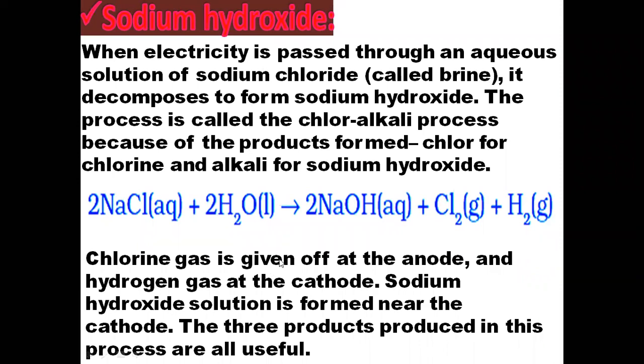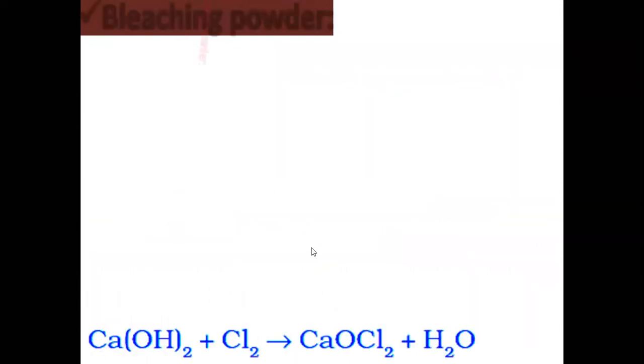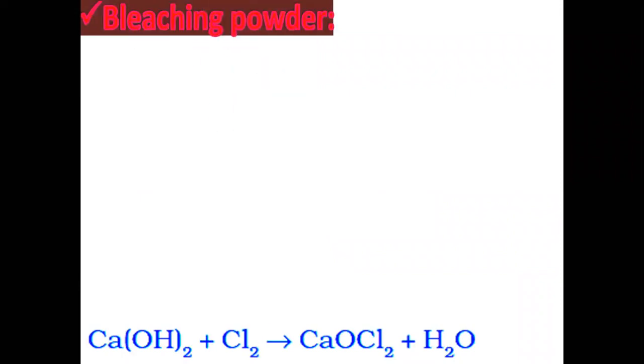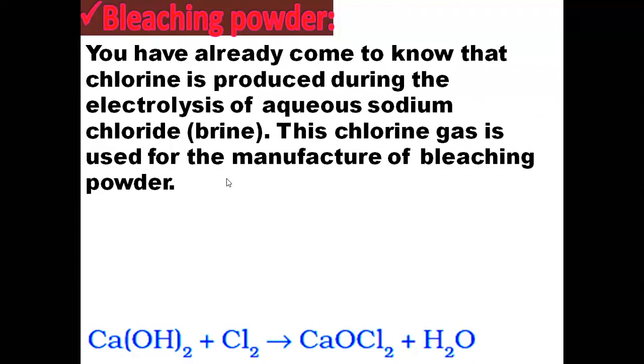So I think we are done with this slide. Let's move to the next slide. It is about the bleaching powder. The formula of bleaching powder is CaOCl2, and let's see what it is saying.